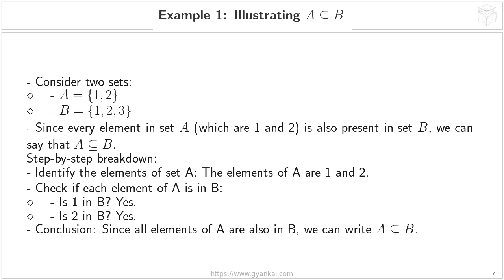Therefore, since we've confirmed that both 1 and 2 are also elements of set B, we can confidently conclude that A is a subset of B, and mathematically, we write that as A ⊆ B. This example is crucial because it shows us the practical application of the subset symbol. Keep in mind, as we'll see later, that just because A is a subset of B doesn't mean they are the same set. B can contain extra elements, as it does here with the 3. We'll explore that distinction further, but for now, make sure you understand how to verify the subset relationship by checking each element.